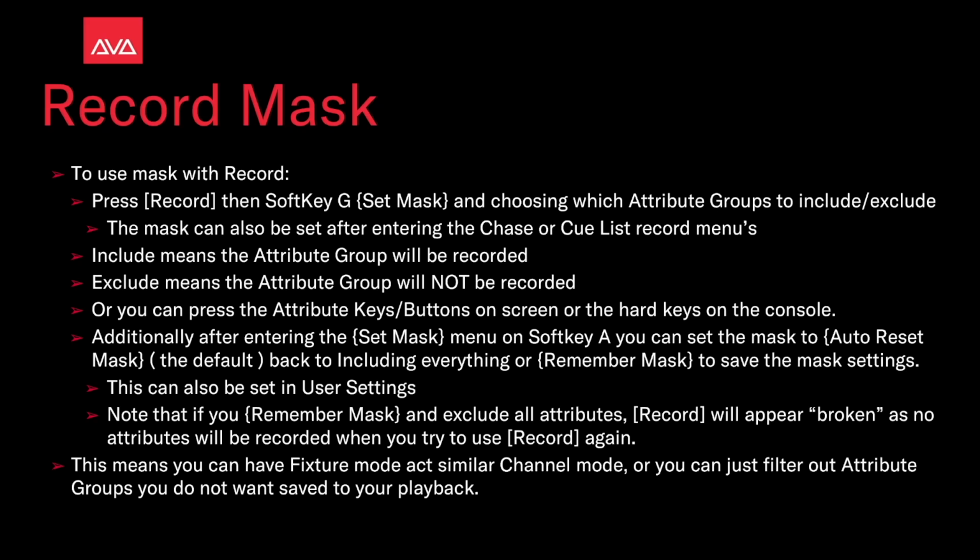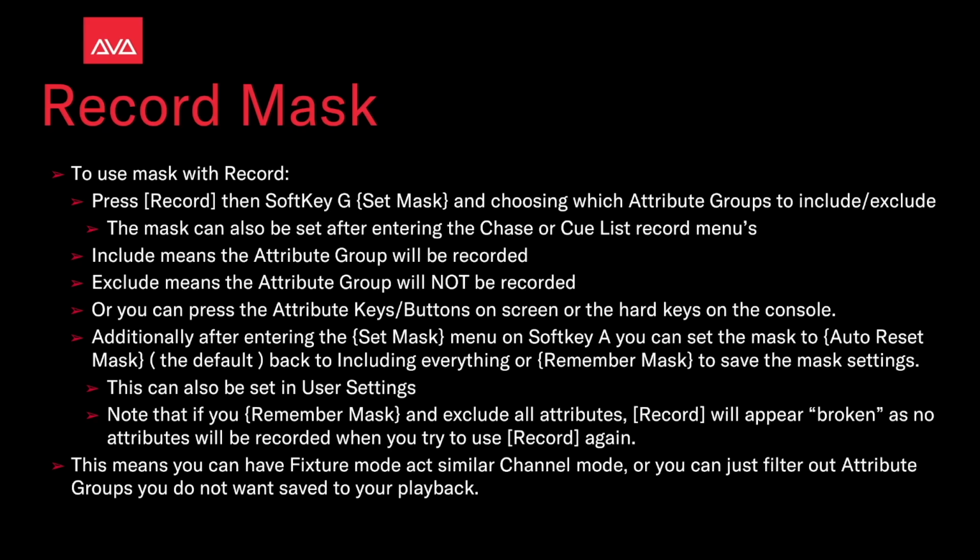Additionally, after entering the set mask menu on soft key A, you can set the mask to auto reset mask, which is the default, back to including everything, or remember mask to save the mask settings. This can also be set in user settings. Note that if you remember mask and exclude all attributes, record will appear broken as no attributes will be recorded when you try to use record again.